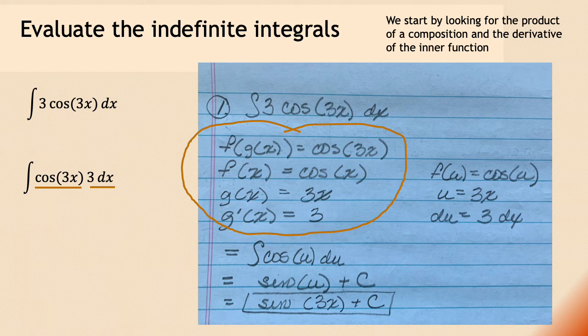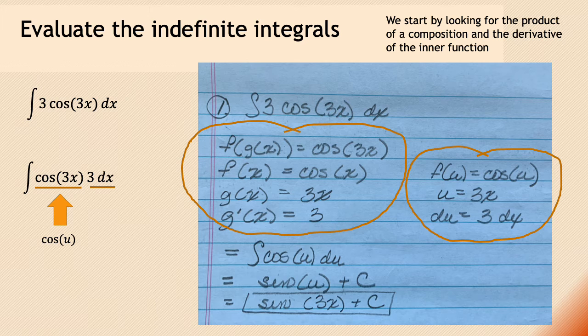Then now let's take a look at the u notation using the u sub. We can see that u is the inner function. U is what we're always going to substitute for the inner function. So u is 3x. The derivative of u, du, is equal to 3 dx. And so f of u would be cosine of u. Now let's go over to our integral and see how we're going to substitute.